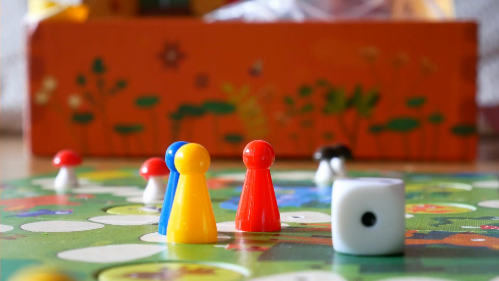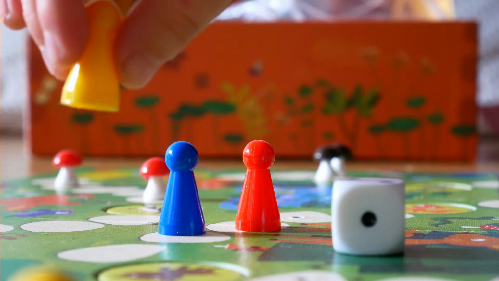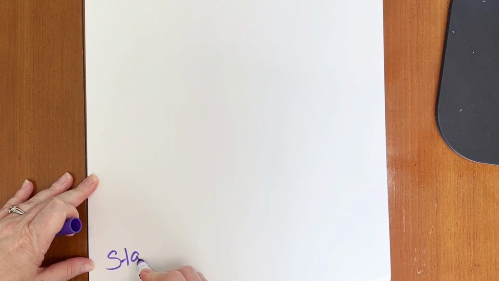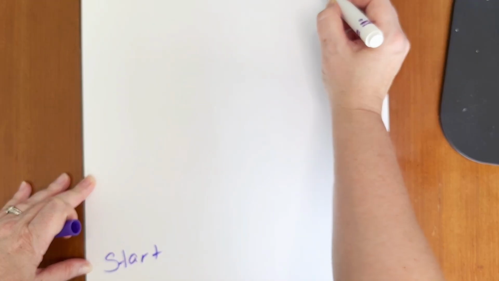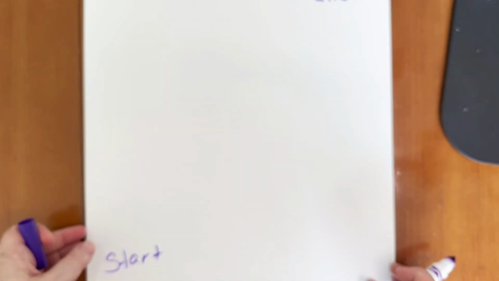Now I have to decide what kind of game I'm gonna make. The most basic, most common type of game that you guys have probably played is called a roll and move game. You roll your dice and you move your piece a number of spaces on the dice. So we're going to start with that. We'll need to have a start, and we're going to need an end, so we can race to the finish of our game.